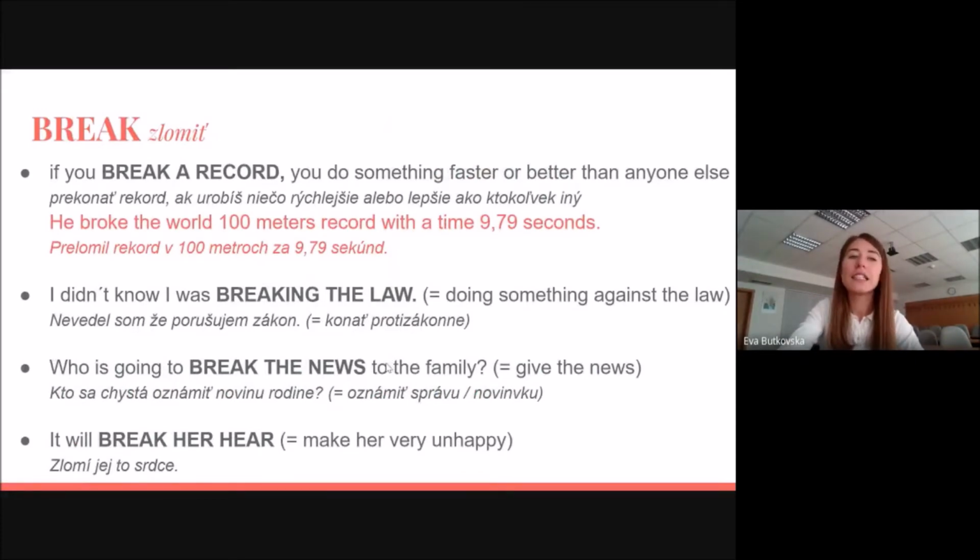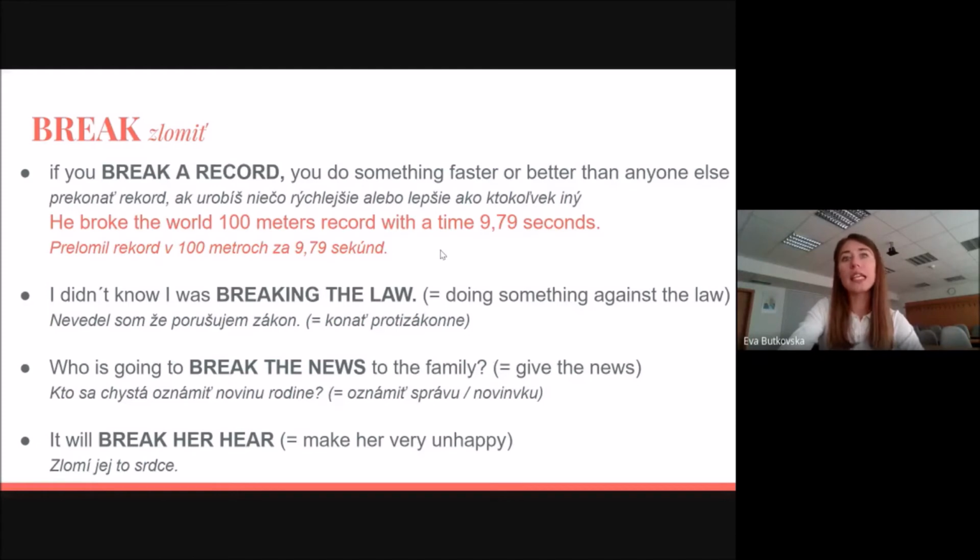Like I said in the introduction, break generally means to make something whole into pieces or not whole. But here are four examples where we can use the verb break in different ways. For example, break a record. If you break a record, you do something better or faster. He broke the world 100 meters record with a time of 9.79 seconds. Break a record.